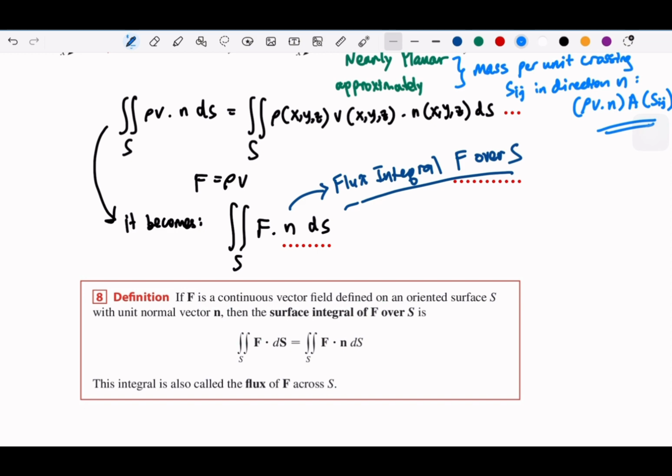What does that mean? This S here is what we call the oriented surface. The orientation is either positive or negative if it's on a closed surface. How the oriented surface is determined is by the normal vector. So that's why we can break down this oriented surface into n dS, and these integrations will be the flux. So this is the definition of the flux of F across the surface S.